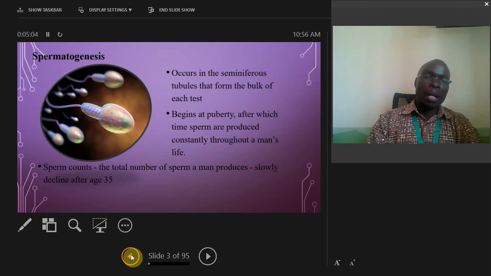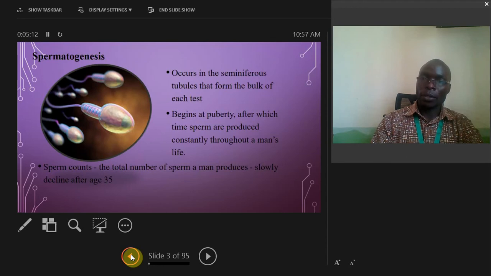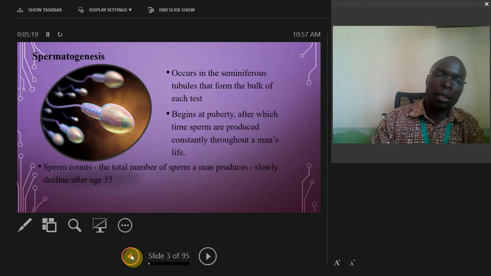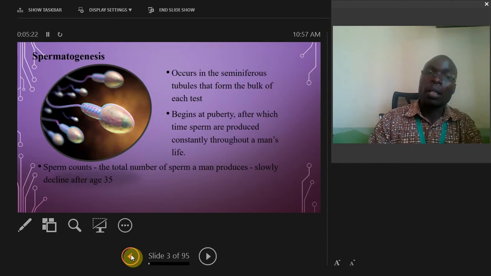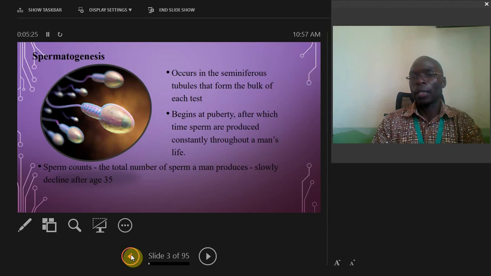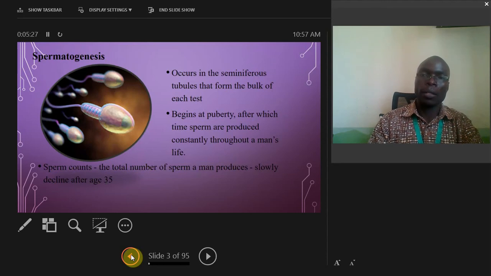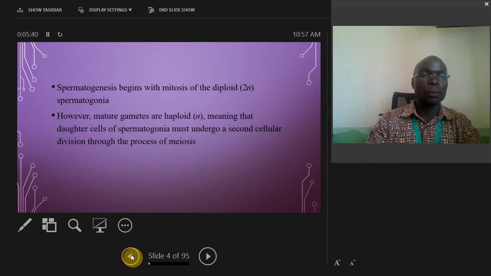Now, the amount of sperms that a man is able to produce, or the number of spermatozoa that one produces in a single ejaculation, is normally called a sperm count. It is important to note that sperm count basically reduces with time. Once you hit the age of 35, the amount of sperms tends to reduce, and that accounts for cases of impotency as we age.